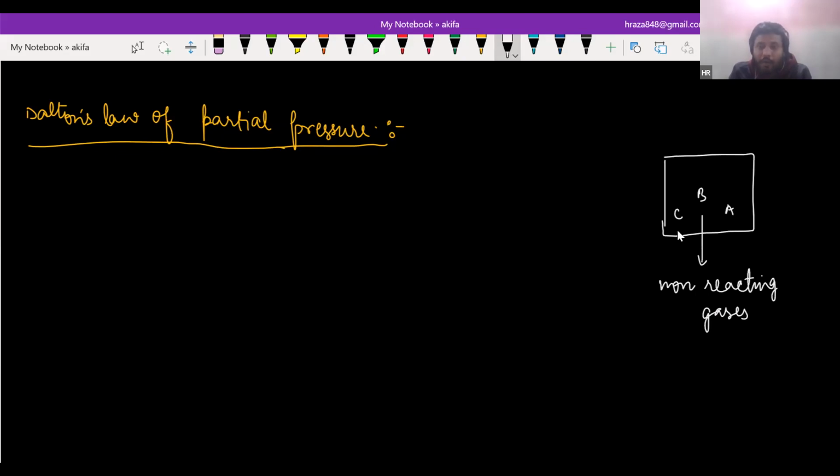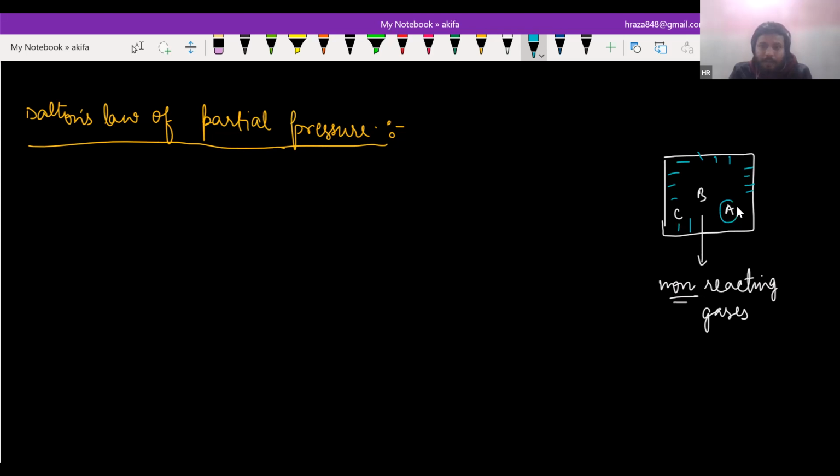That means non-reacting gases present in a container. Every type of gas will apply some pressure on the walls, either A, B, or C. And that pressure of each type of gas is called partial pressure. Are you getting my point?